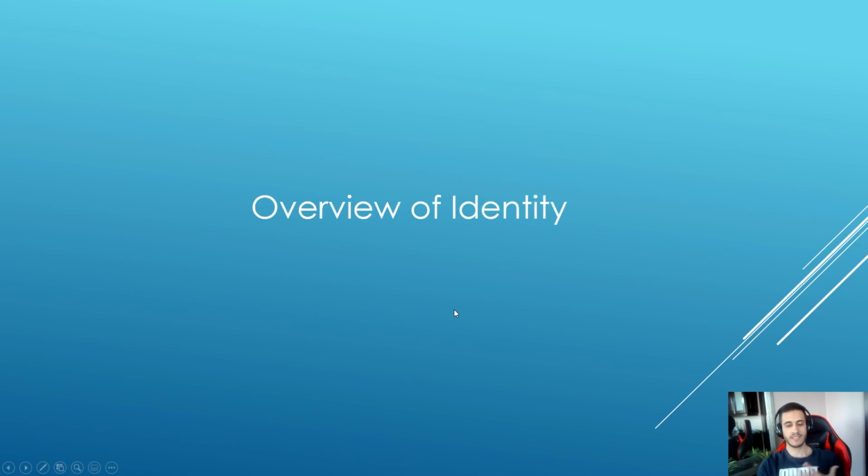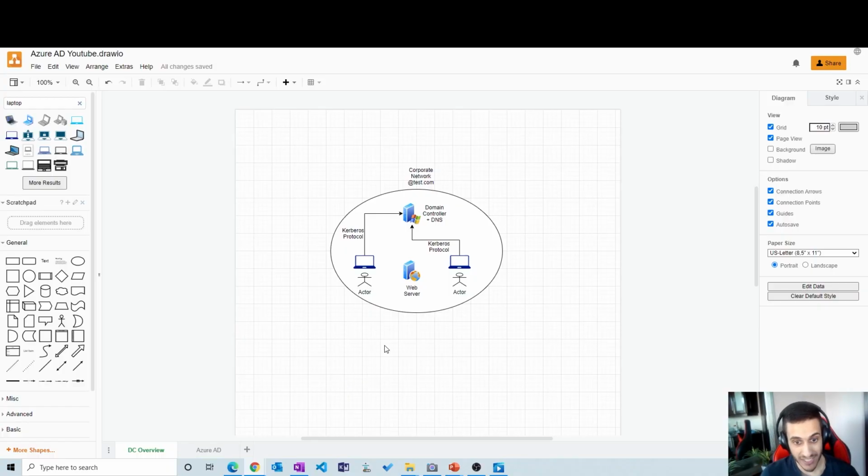All right, let's start with an overview of identity and what it really means in the general sense. With any IT infrastructure we need a service that's going to help us identify users, devices, and applications. And we need that service to authorize those users and devices and applications to be able to do certain things in our corporate network. And in the on-premises world, we used to do that with a domain controller.